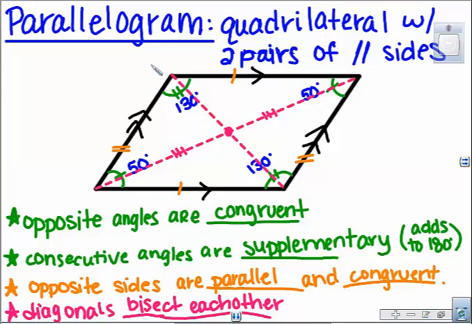Okay, and this shorter diagonal, I say shorter because this is a closer distance than these are. So that's why we did not say they're congruent. They're not always going to be congruent. But they will always bisect each other. So you could put 4 tick marks on these to show that those are congruent.